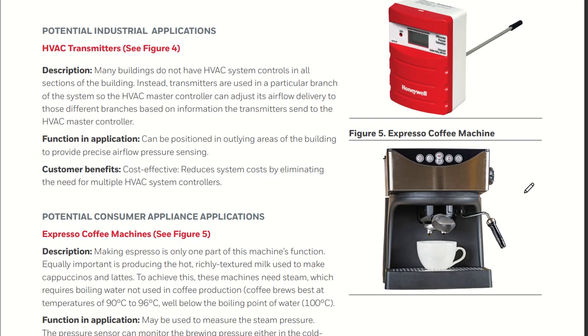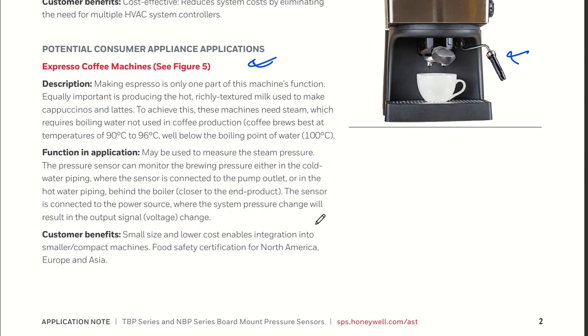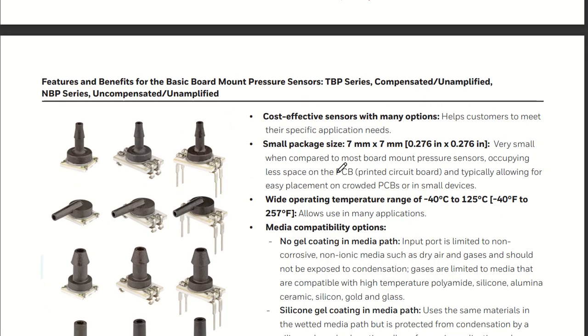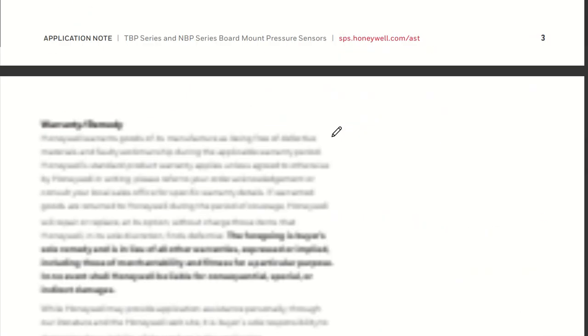you have coffee machines as well. You must be seeing coffee machines in your offices and so on. They are kind of dispensers, controlling how much liquid has to be poured out. So this also can be a very good application for our TBP and NBP series. Similar to that, you have HVAC transmitters. So you don't need a different pressure sensor everywhere. Only one pressure sensor will be able to serve the application in your complete environment. Okay, so you can go ahead and find this particular application note in the description. I'll give you the link for this application note as well.